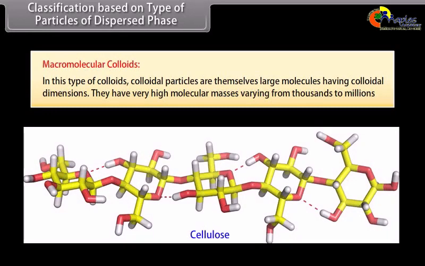Macromolecular colloids: in this type of colloids, colloidal particles are themselves large molecules having colloidal dimensions. They have very high molecular masses, varying from thousands to millions. For example, proteins, cellulose, nylon, and plastic.